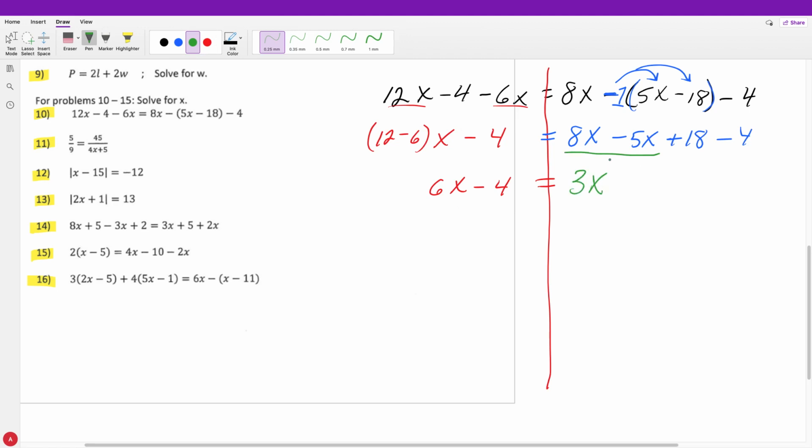They're on the same side, so I don't need to worry about using inverse operations because I'm not moving it from one side to the other. And 18 minus 4 is a positive 14.